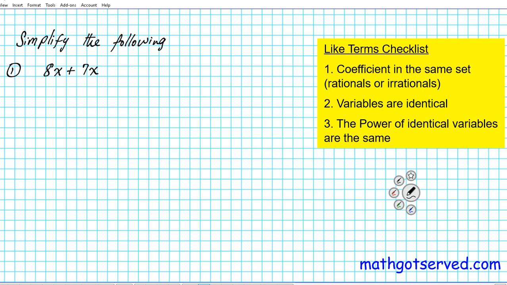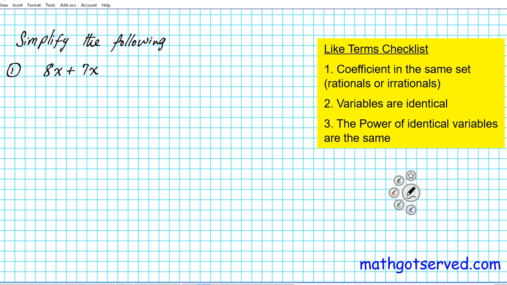Now, how do you know if terms are like terms? Well, if you direct your attention to the checklist we have on the right hand side here, these are the steps we're going to be using to verify if terms are like terms, and then we will proceed to combine them. If they are unlike terms, then we will not be able to simplify the sum or difference any further.